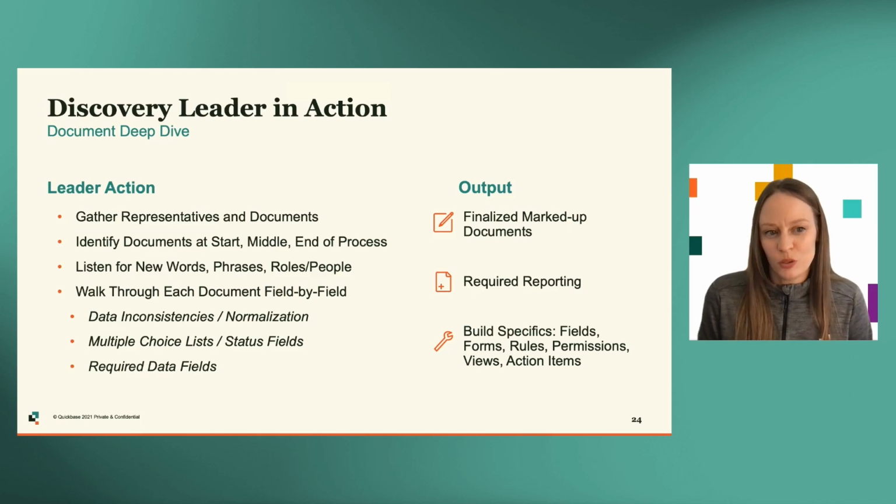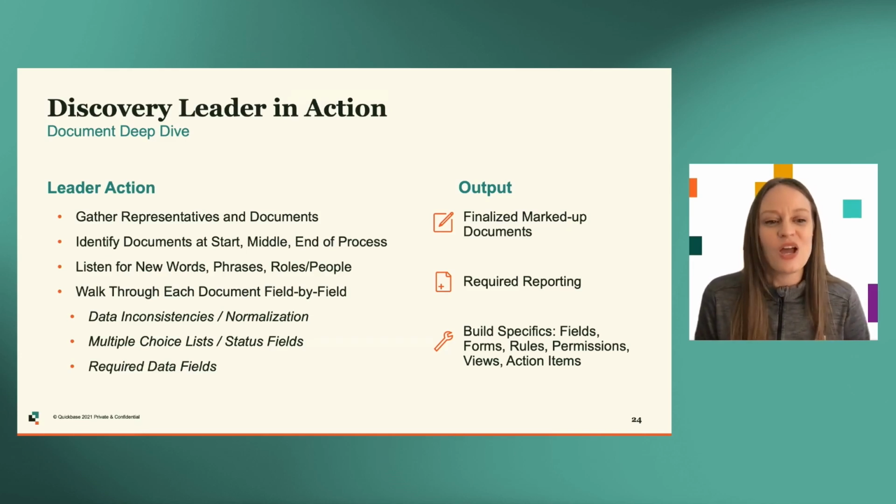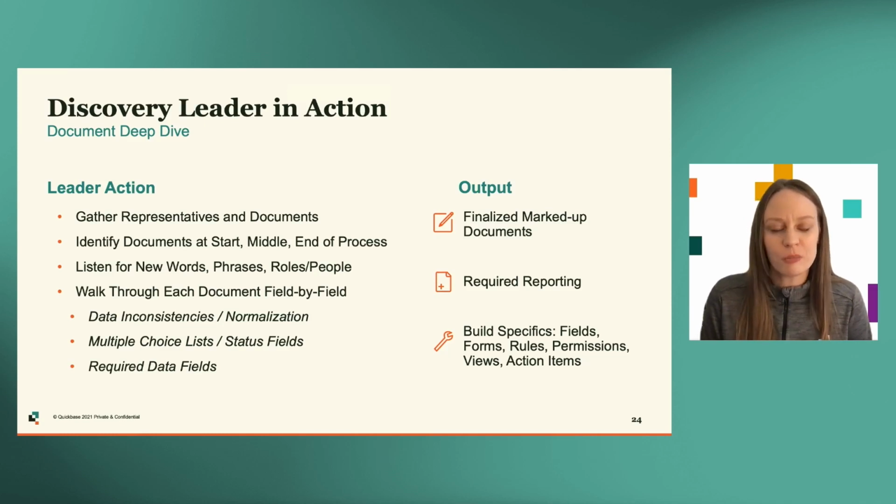And the most important point of this part of the process is to walk through each document field by field. I understand that sounds very tedious, and it is a bit tedious, but what you're looking for here is data inconsistencies at the most basic level. You're looking for places you can normalize and really offer benefits for your users, right? So multiple choice lists, status fields that are going to move things to the next part of the process. Anything that should be required from one step to the next is also what you're looking for here.